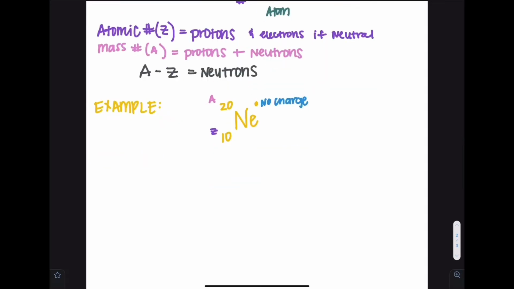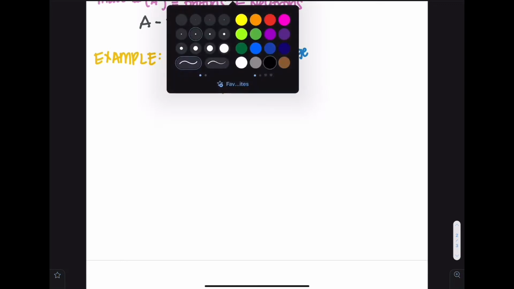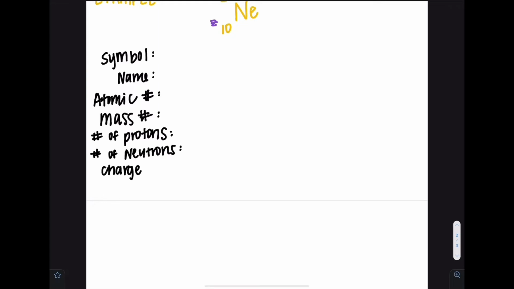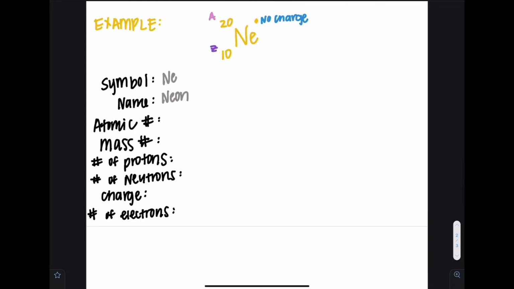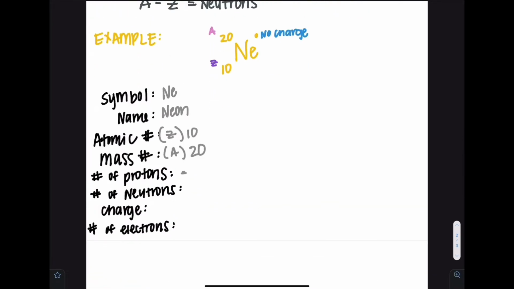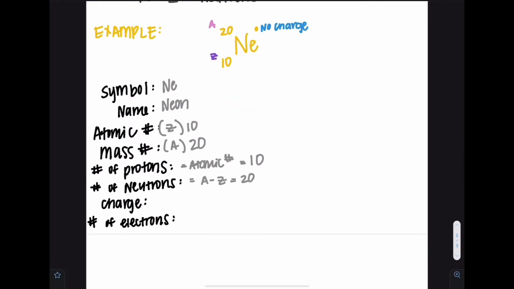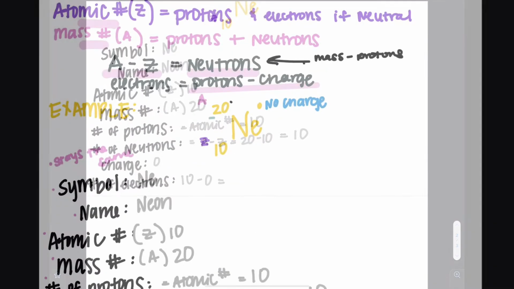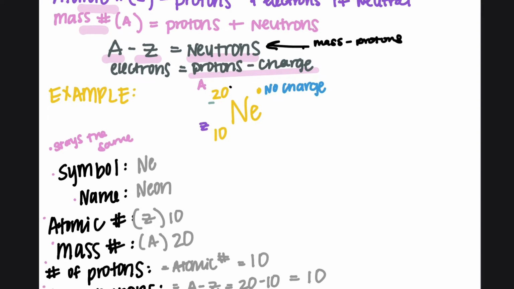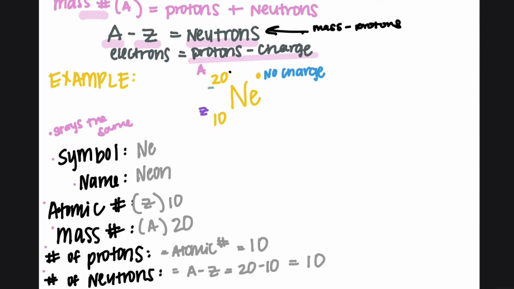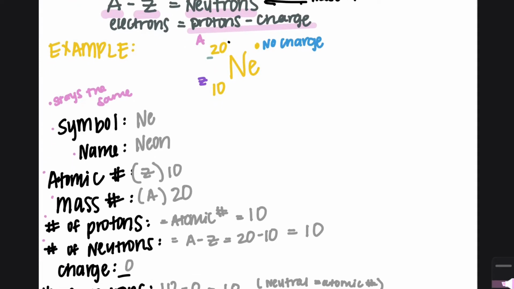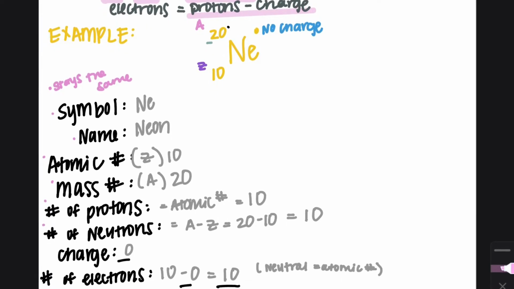We're going to start with an example of neon, which has 10 as an atomic number, 20 mass, and no charge. We're going to put together a little table. The symbol is Ne, neon. The atomic number is 10. The mass is 20. Number of protons is going to be 10, which is equal to the atomic number. The neutrons is going to equal 10. Next, what I found were the electrons, which is just the protons minus the charge, so that's going to be the same thing, 10. So at the end, the neutral atom is going to have the same amount of protons and electrons.